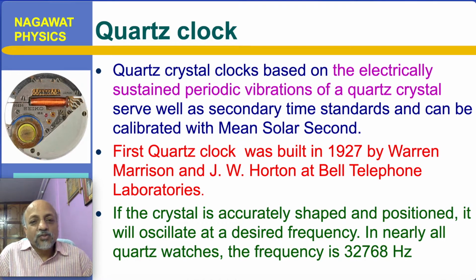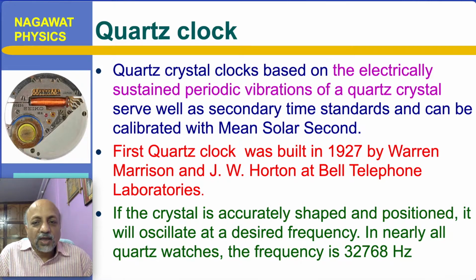Then we could make the quartz clock, and the first quartz clock was built in 1927. These quartz crystals, which are piezoelectric crystals, have an important behavior, and they can be used to make periodic vibrations by supplying electricity, or they can be electrically sustained periodic vibration. So a design is required definitely, and if the crystal is accurately shaped and positioned, it will oscillate at a desired frequency. Most of the quartz clocks which are in use are so designed that the frequency is 32,768 Hz, and based on that we can now define the time.